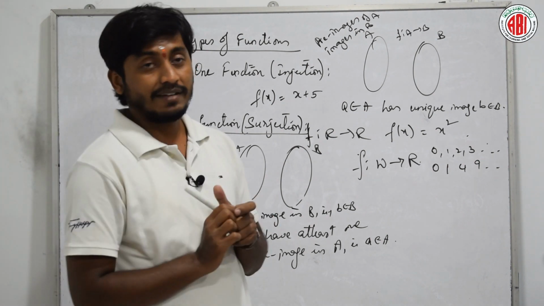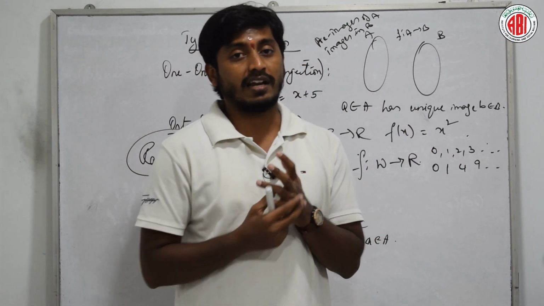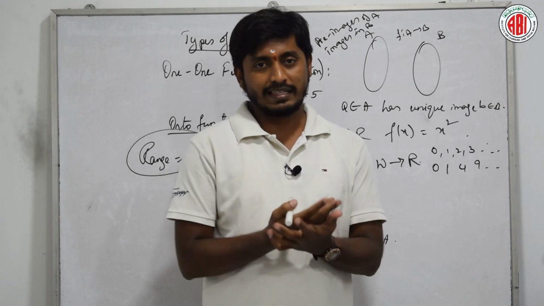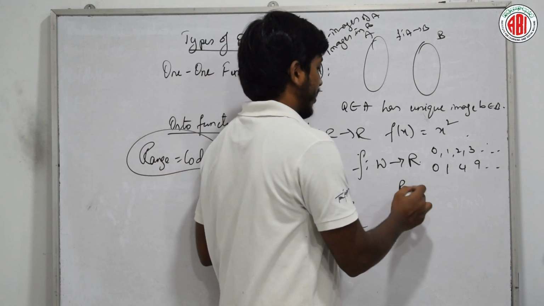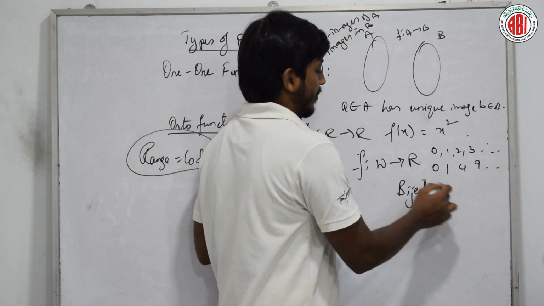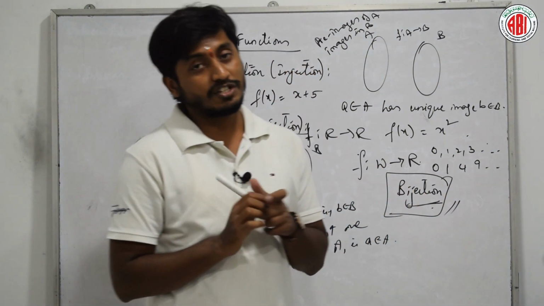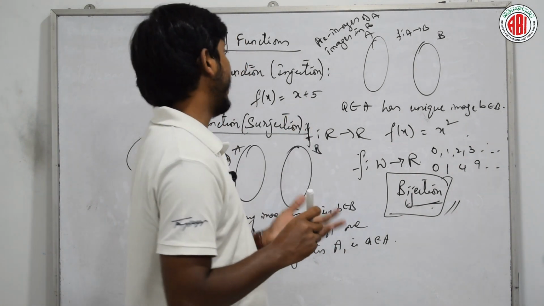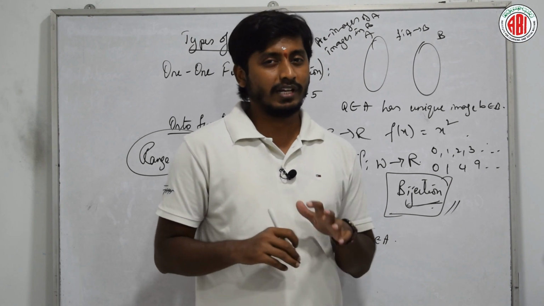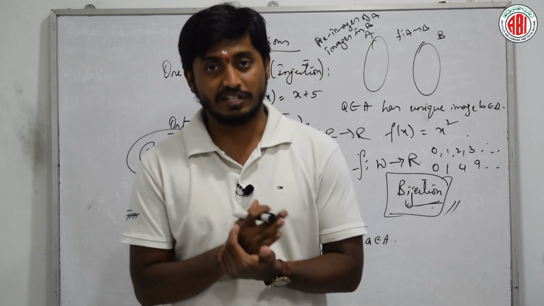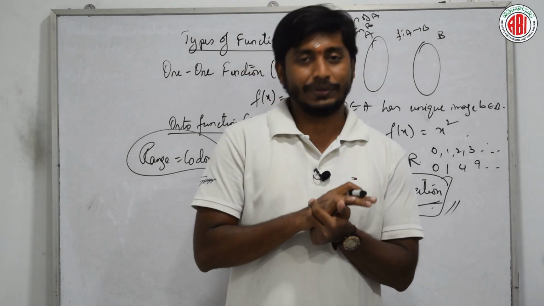Clear? Is it fine? Did you understand? These are basic types of function, that is 1-1 and onto. Shall we move on to the next thing? See here, one more very important thing is bijection. What is a bijection? A bijection is a type of function if it is both 1-1 and surjection. Clear? A function is said to be bijection if it is both 1-1 and onto.